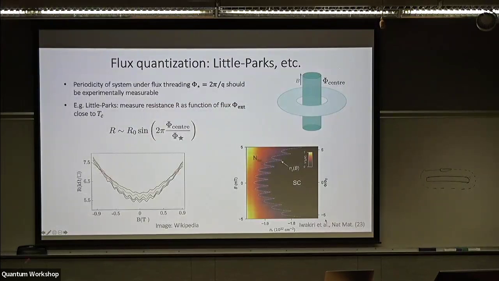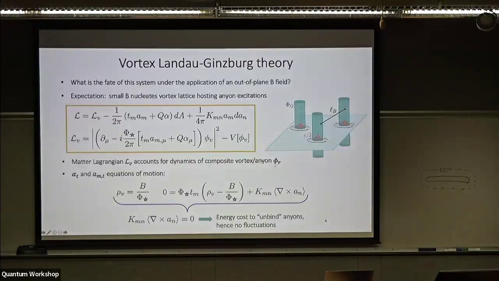Here's just a generic plot from Wikipedia showing these oscillations in R as a function of the magnetic field. And here's something perhaps a little bit more relevant, where they're looking at oscillations in twisted bilayer graphene, looking at some voltage across an interferometer device that they have. So they were able to measure the flux quantization in this system. Not very different from the things we're talking about right now. Okay, so what's my time at?